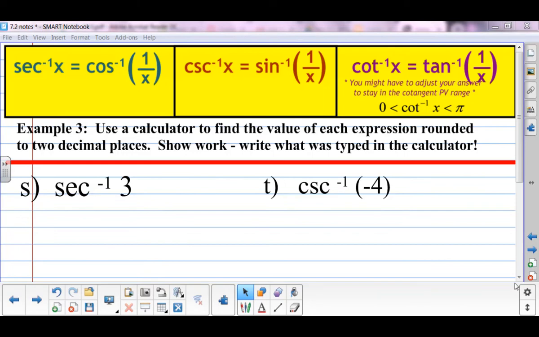I know these notes have been long. We're getting close to the end. This last part, you use your calculator. So these ones are going to be values that are not unit circle. And we eventually have tests on chapter 7. You'll have parts that are calculator and not calculator.